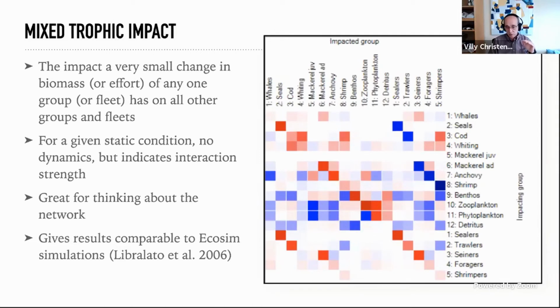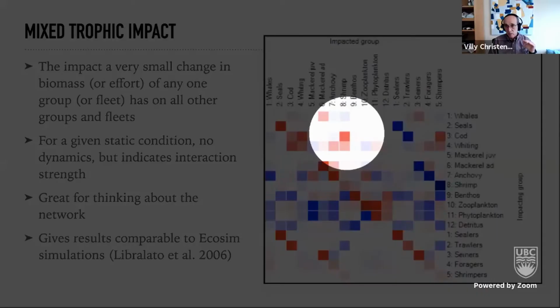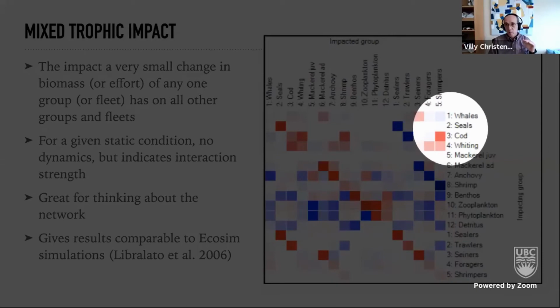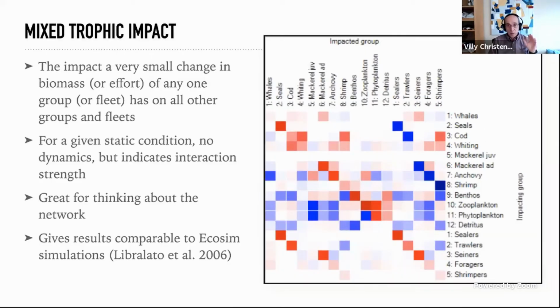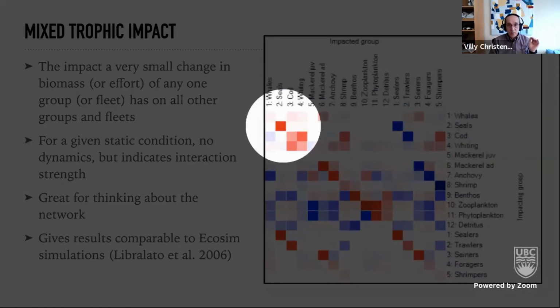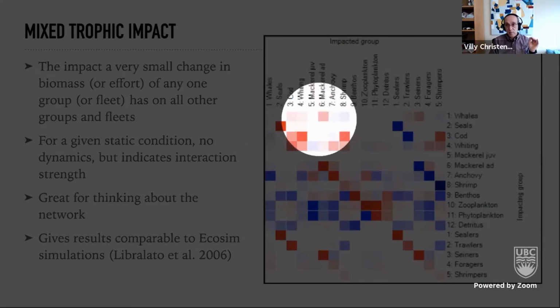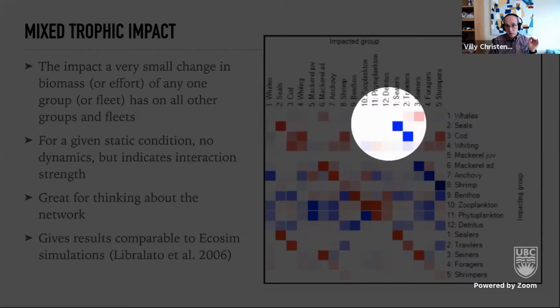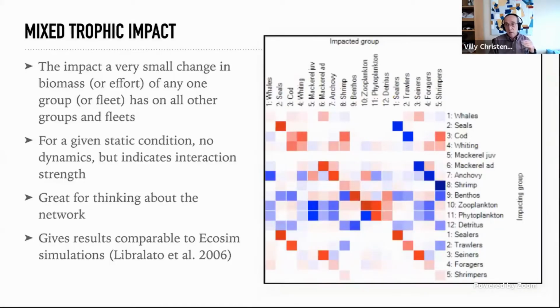So if you look at the second one here, seals. What happens if we had a little bit more seals? There are only two big impacts. One is they compete with themselves, so there's a big red dot here from seals impacting seals. And there's a big positive impact on the sealers. The fleets are in here as well. More seals means it's good for the sealers. But in this model, seals do not have a big impact on other groups.